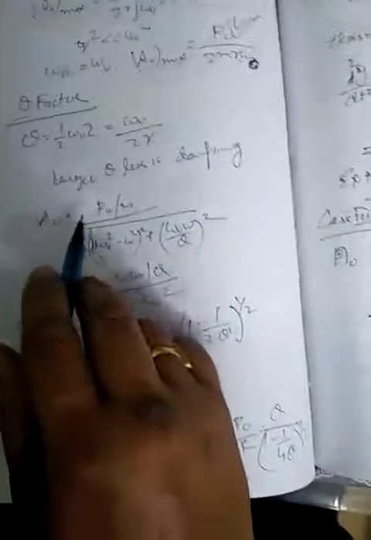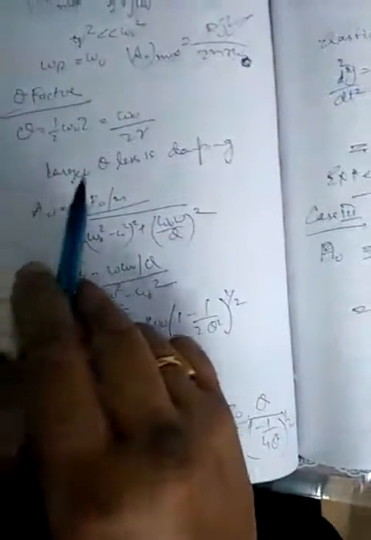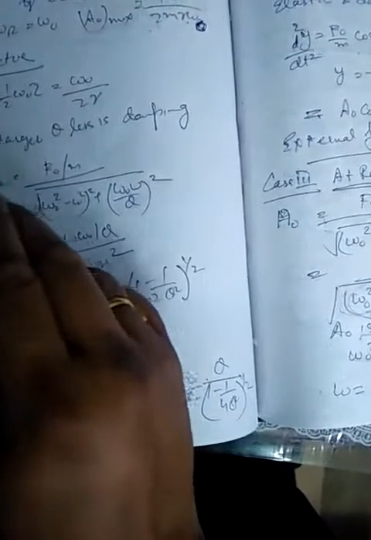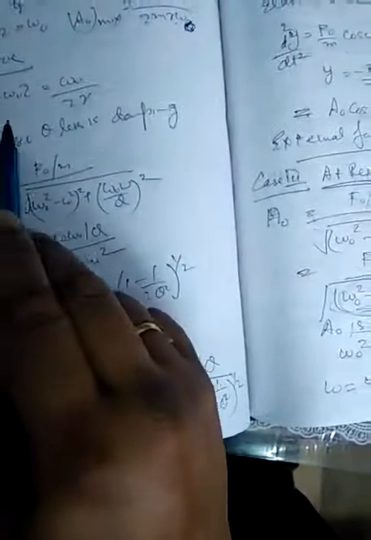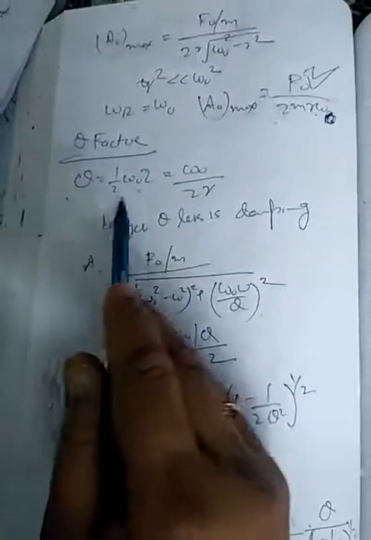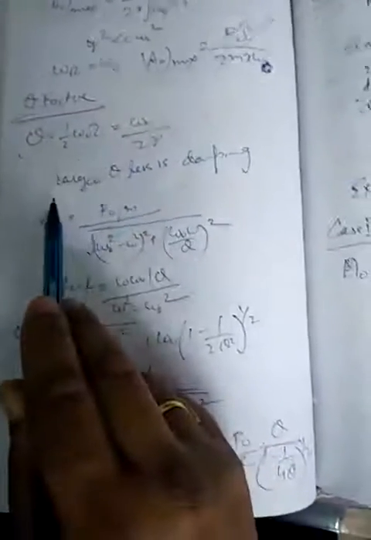Next is about the quality factor. The quality factor is a measurement of the damping of the oscillator. Larger the value of Q, lesser is the damping. In the case of a forced oscillator, we will see that the behavior of resonance changes with the Q of the oscillator. That means if the value of Q changes, the resonance will change. We know that Q is equal to omega naught by 2 gamma.